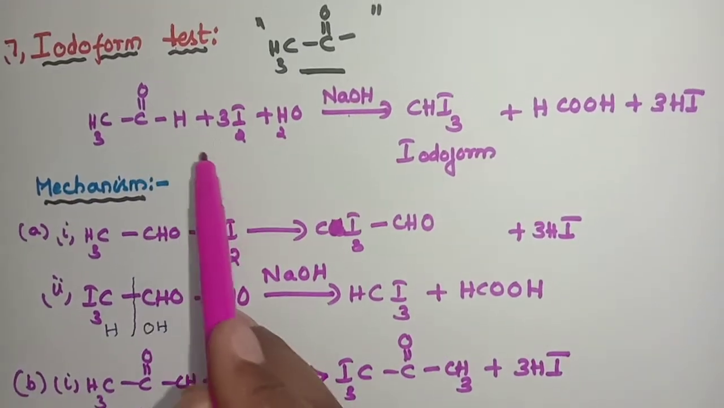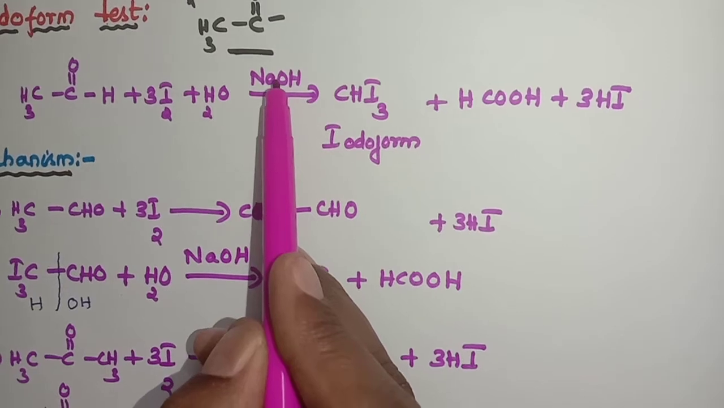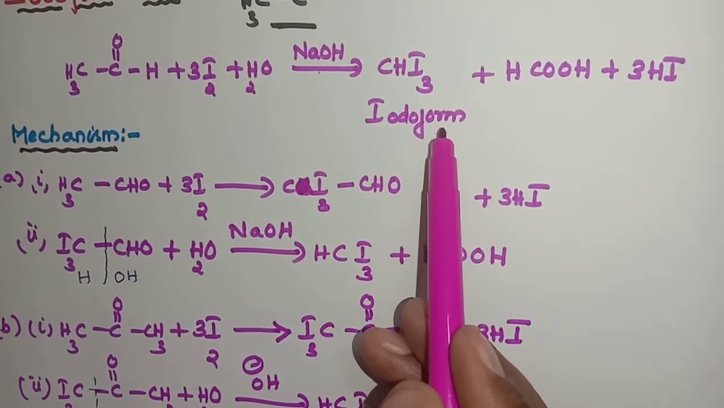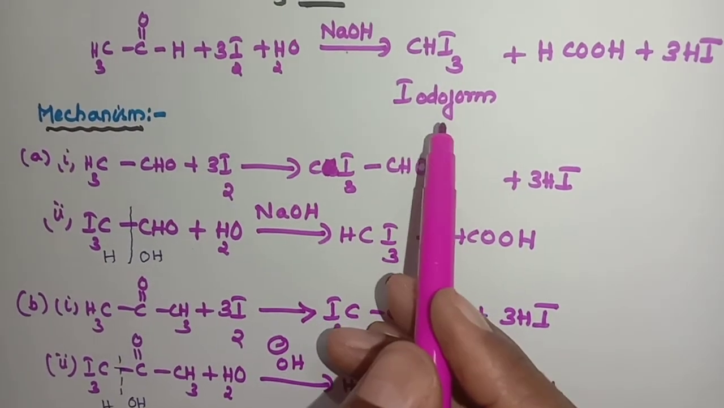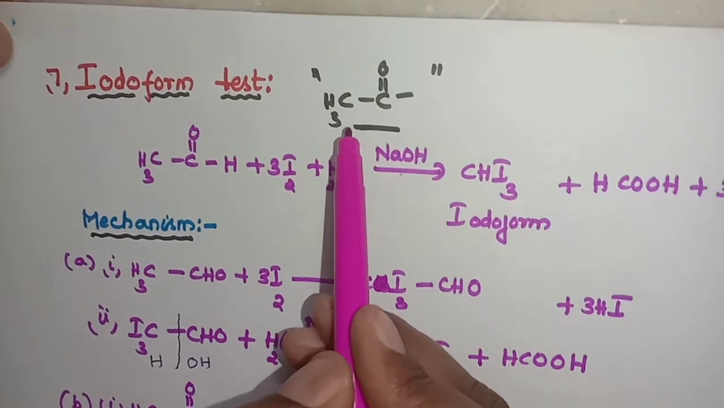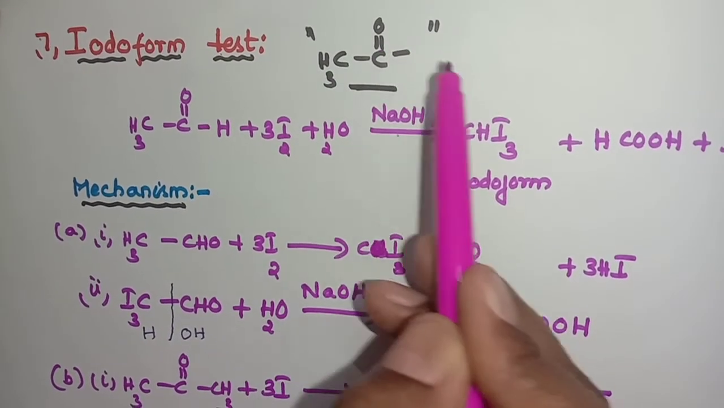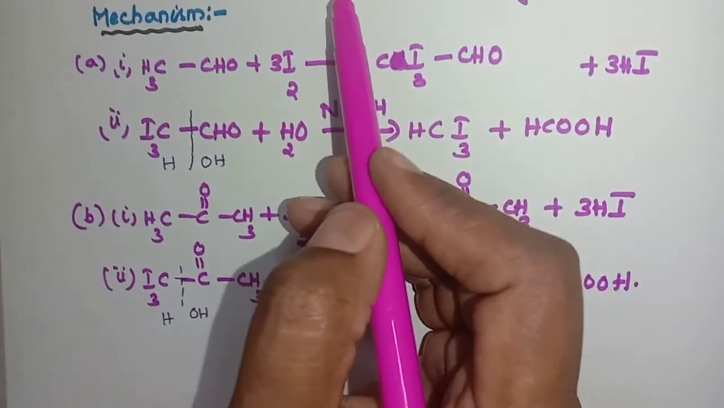Aldehydes and ketones react with iodine followed by hydrolysis in the presence of a base forming yellow precipitate, that is called iodoform. For what is this test used? This is used to check whether the carbonyl compounds have this specific group, that is CH3 C double bond O, in a given unknown compound. Hope you have understood this one.